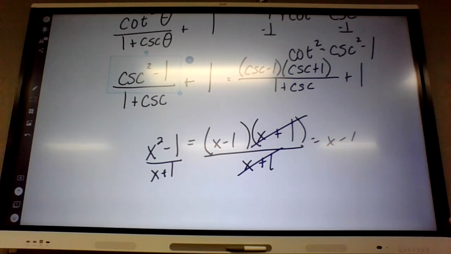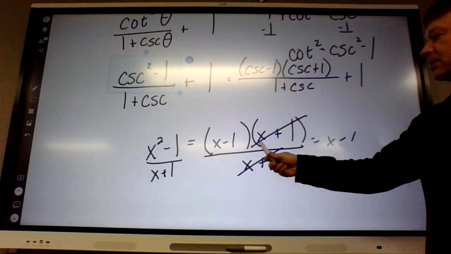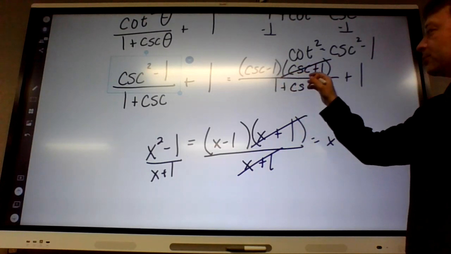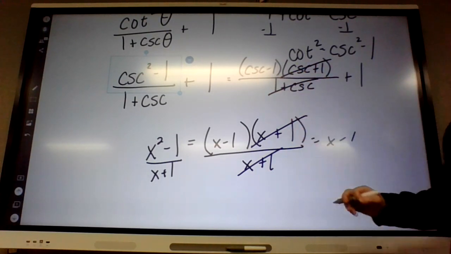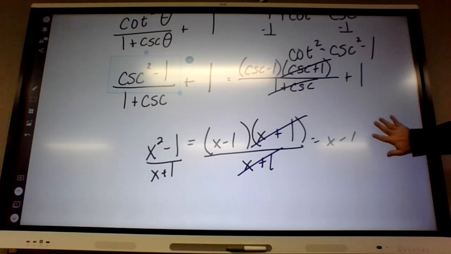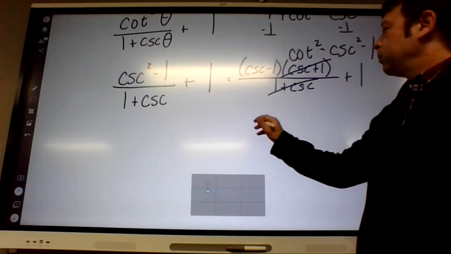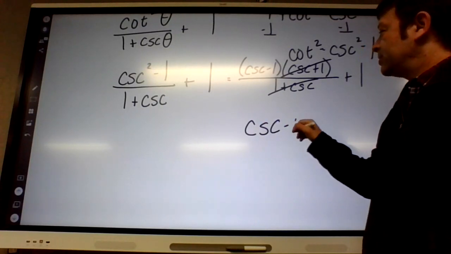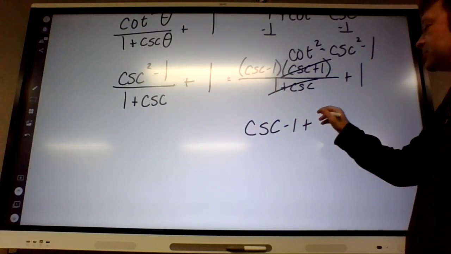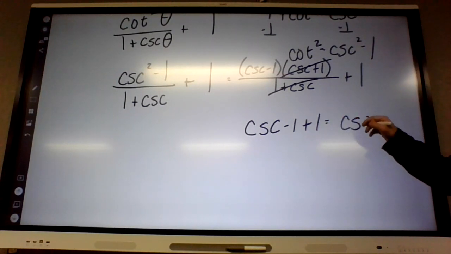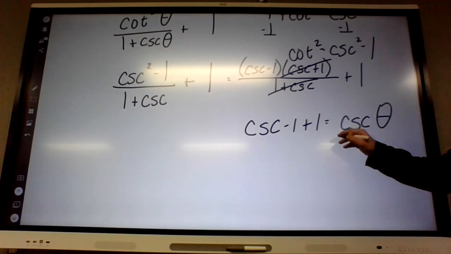And what's going to happen? Those will cancel out. These are the same thing: cosecant plus 1, 1 plus cosecant. So we got cosecant minus 1 plus 1, which equals cosecant. Throw the theta back in there.